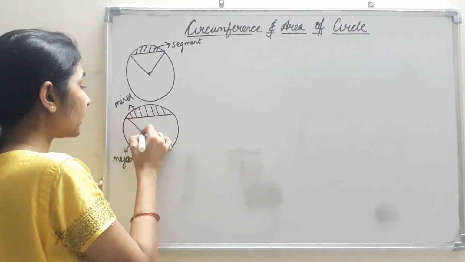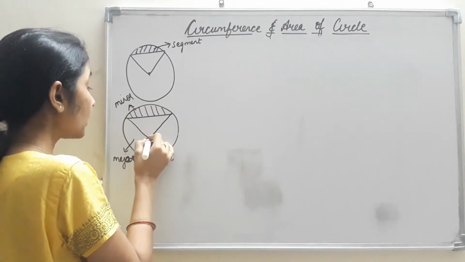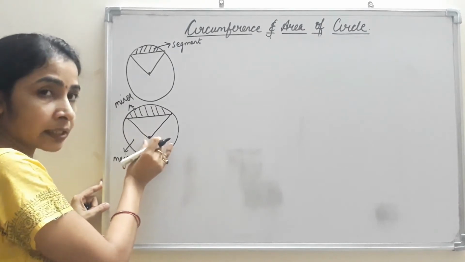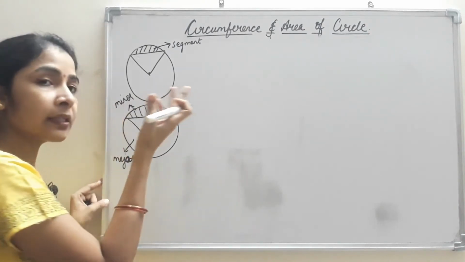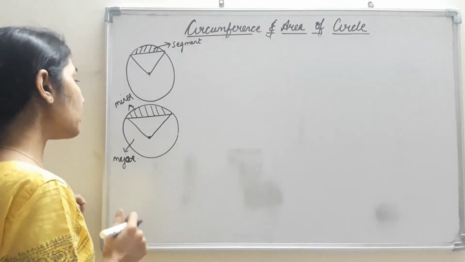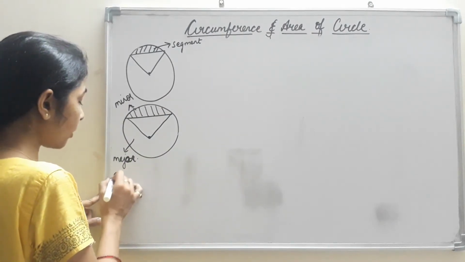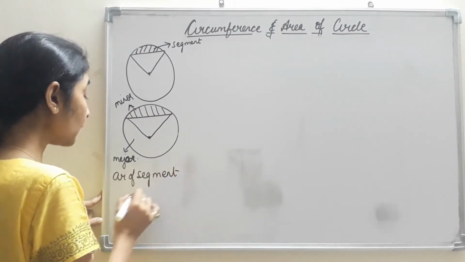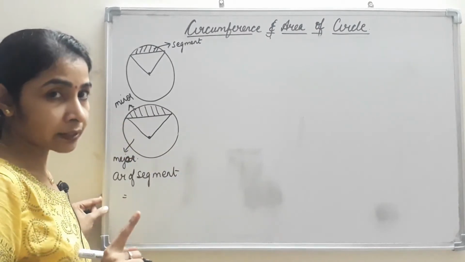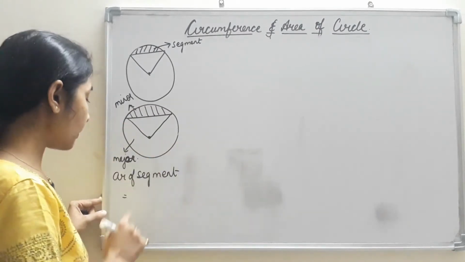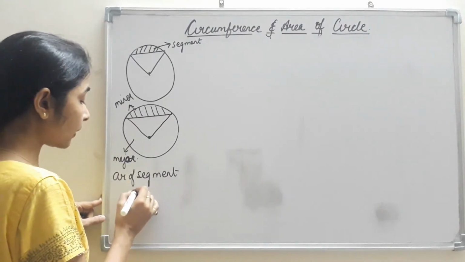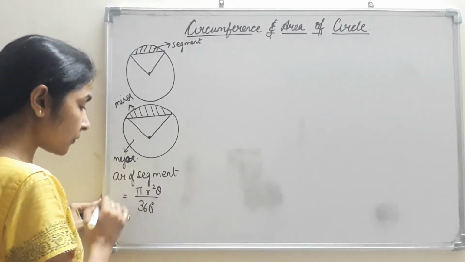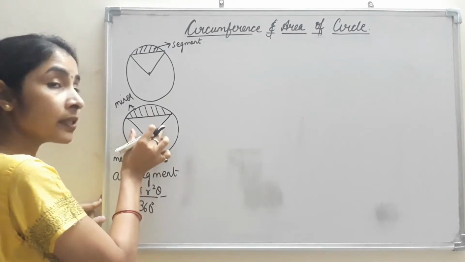Now this segment is the part of the sector. If we calculate the area of this sector, and from that area of sector we subtract the area of triangle, then we can get the area of the segment. So based on this, the formula is made for finding out the area of segment. Area of segment is equal to, first we are supposed to find out the area of sector. So the same formula we will use here. The area of sector is equal to pi r square theta upon 360. So area of sector minus area of this triangle.